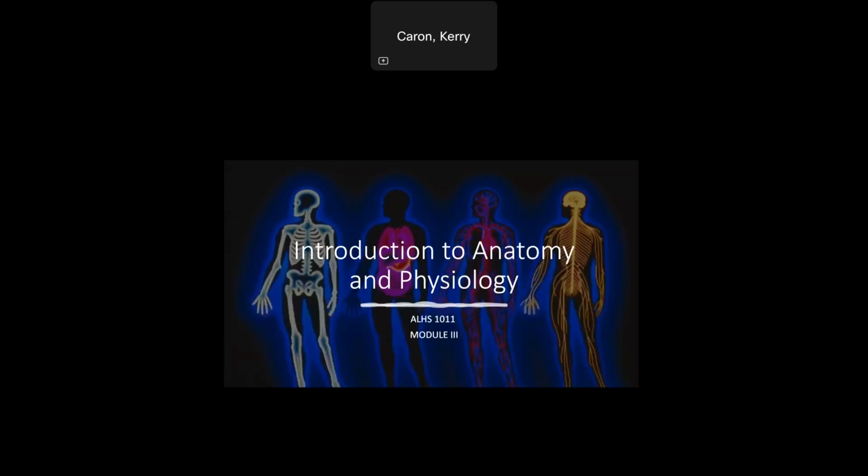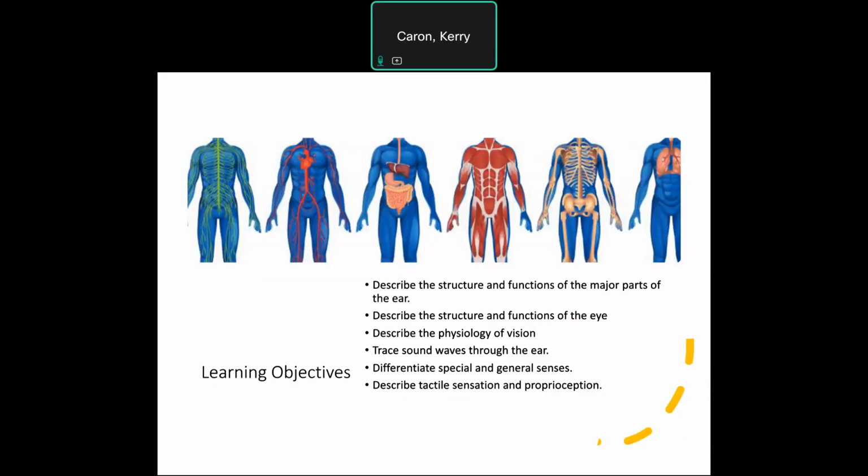Okay, this is structure and function, ALHS 1011, and this is module 3. This is the second part of the nervous system on the senses. These are our standards, our KMS standards, and the learning objectives.